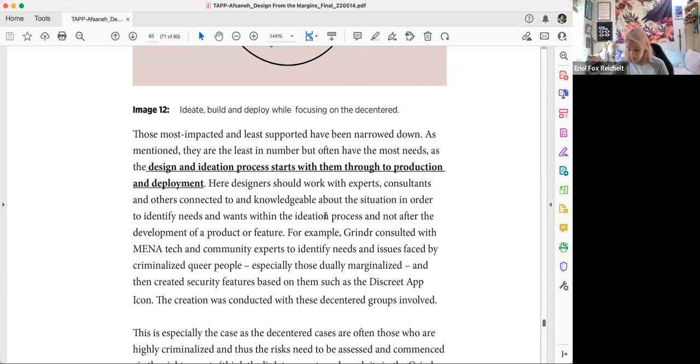There's a section here which I highlighted, which is: work with experts, consultants, and others connected about the situation in order to identify needs, which is a really great statement. I could 100% agree, hard agree again.